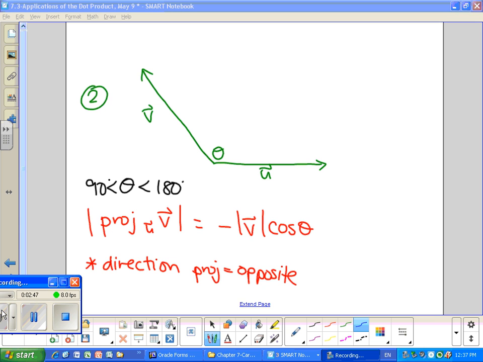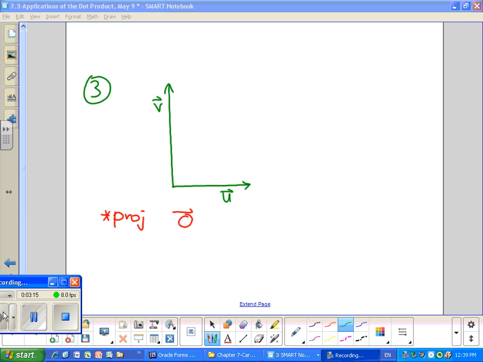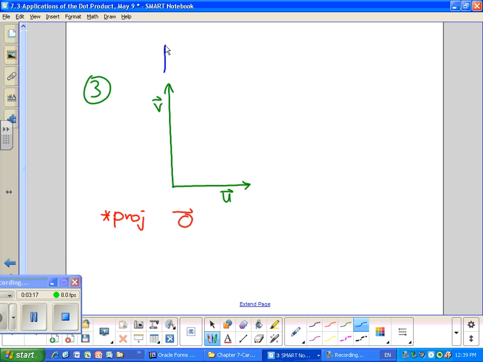Now what if our angle was between 90 and 180? That would be this case here. Our theta is bigger. If you were to shine light down on V, where would the projection, or the shadow, be? The shadow will be that way. What is the direction of the projection? It's the opposite of U. So if we put light down on this and you create a shadow, there is no shadow, and that's why you get the 0 vector.